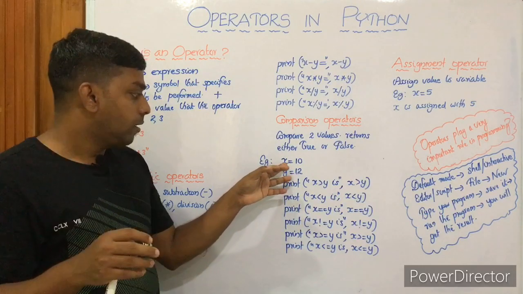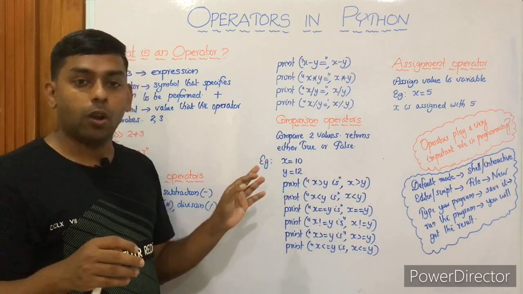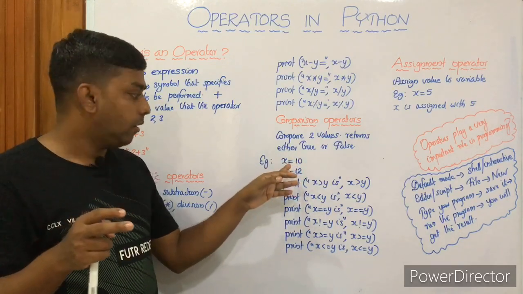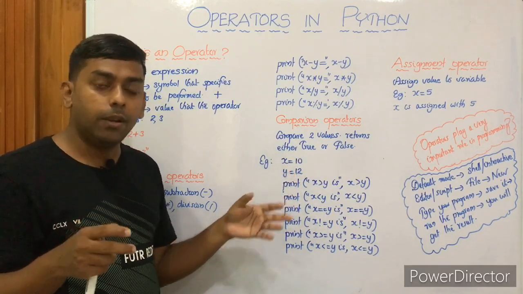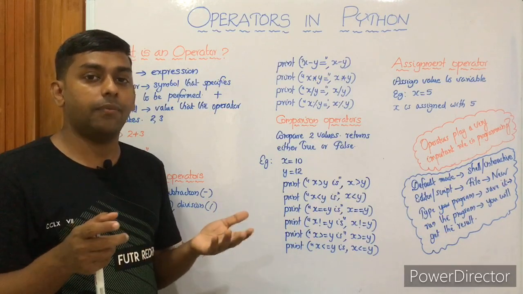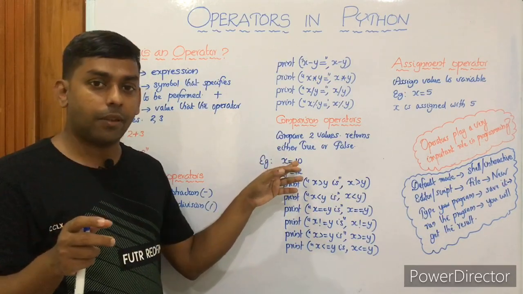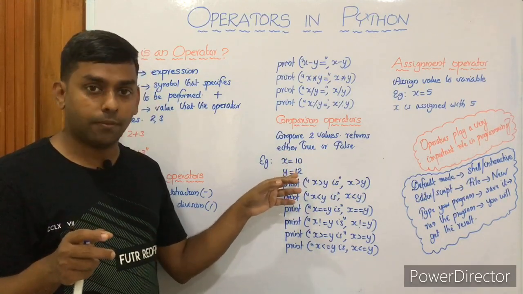So x equal to 10, y equal to 12. We have two variables, x and y. What is a variable? A variable is an identifier that holds a value. Here we have two identifiers, x and y. X is having the value 10 and y is having 12.